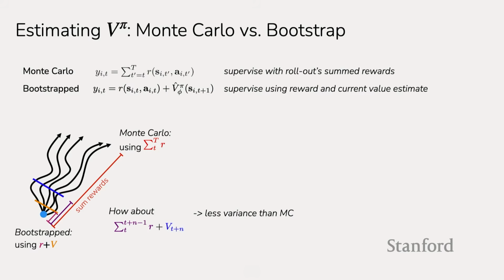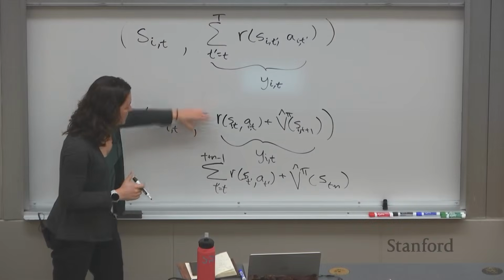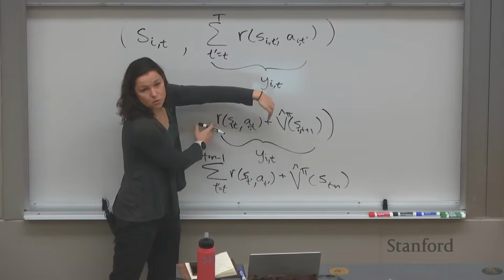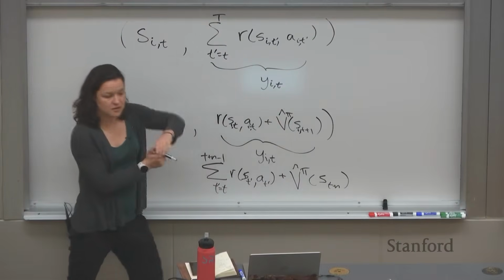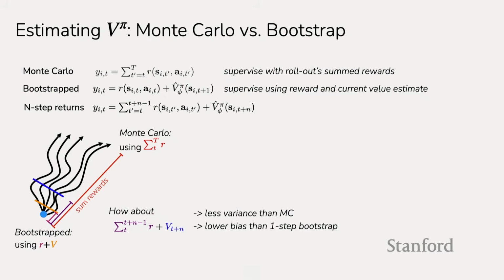In this case, this is going to have a lot less variance than the full Monte Carlo, especially if you have smaller n. And it's going to be potentially a little bit less biased than just using a 1-step temporal difference bootstrap. So you're essentially going to have more information about the rewards that were directly observed. So this can be written as this. And in this case, this now becomes your target for supervised learning.